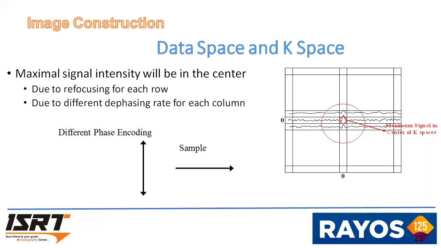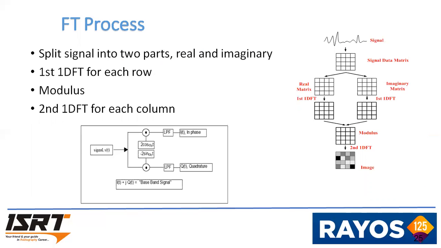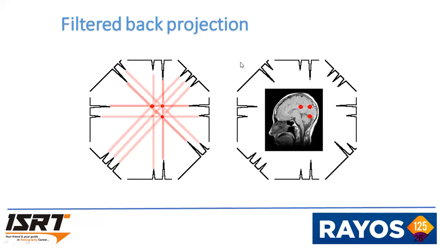The maximal signal intensity will be in the center due to refocusing for each row, due to the different rephasing rate of each column. This is a Fourier transformation process. It is a pre-processing of the MR images, splitting the signal into two parts, real and imaginary. The signal is received by the radio frequency coil. Through some complex processes, we get the images by Fourier transformations.